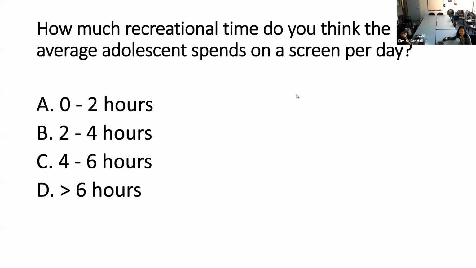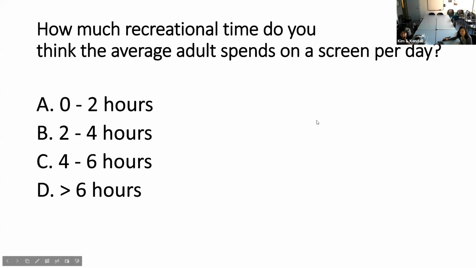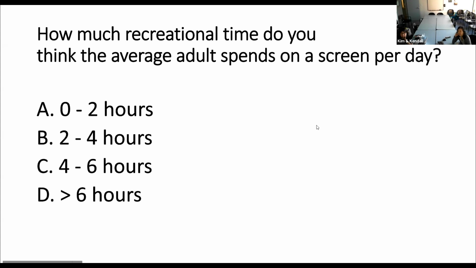How much recreational time do you think the average adolescent spends? And I hope people get this right because I did review this during the last time. We got folks split 50-50 between 4 to 6 and over 6. All right. And this is an extra slide from last time. How much recreational time do you think an average adult spends on a screen per day? Recreational time. All right, we got a split between 2 to 4 hours and 4 to 6 hours. Okay, thank you very much for sharing those.